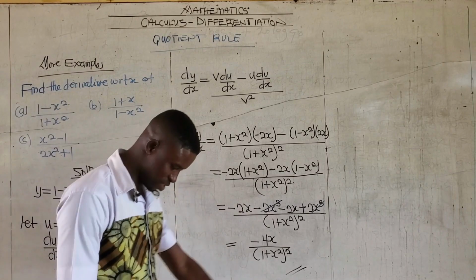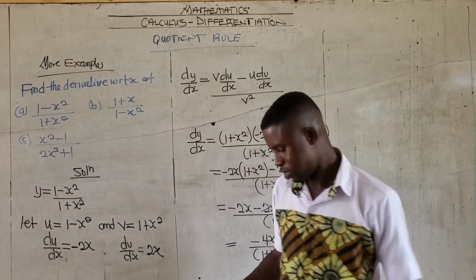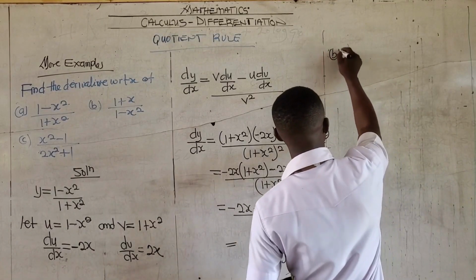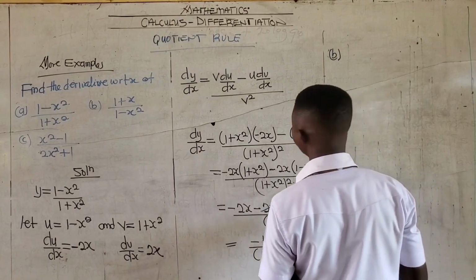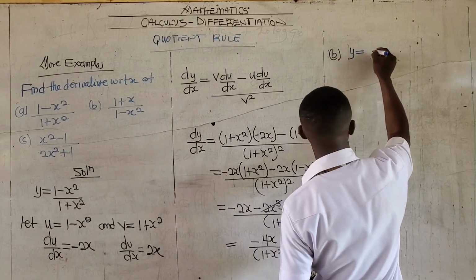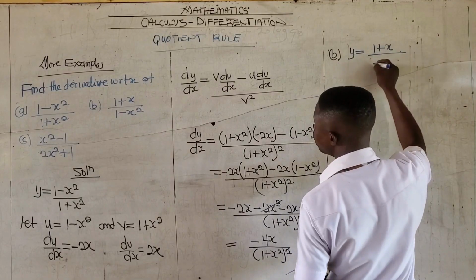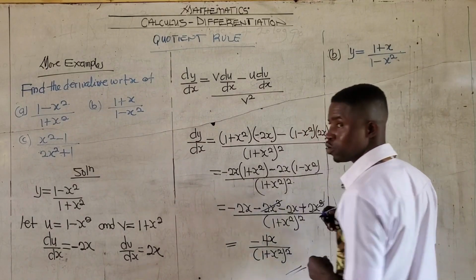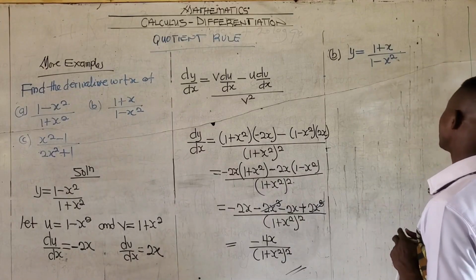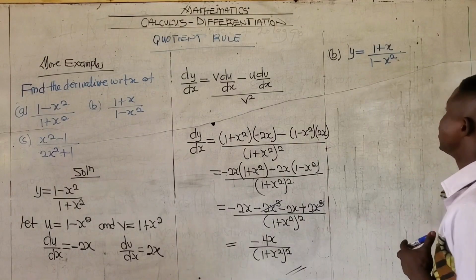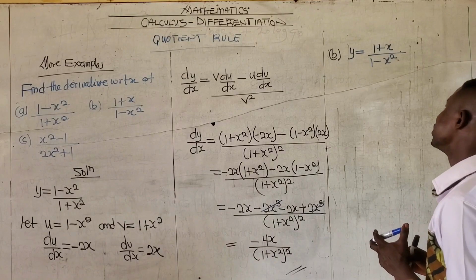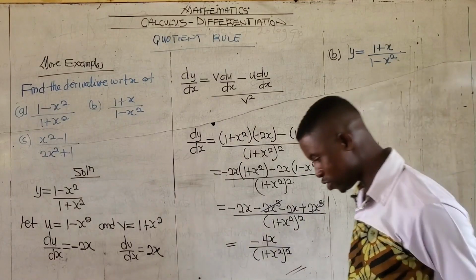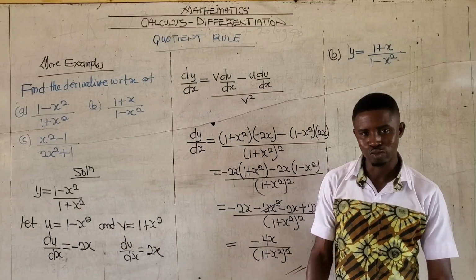Let's go to the B. So with the B, we are given y equals (1 plus x) all over (1 minus x squared) to differentiate. And same as the previous question, we are going to apply the quotient rule. Very simple.